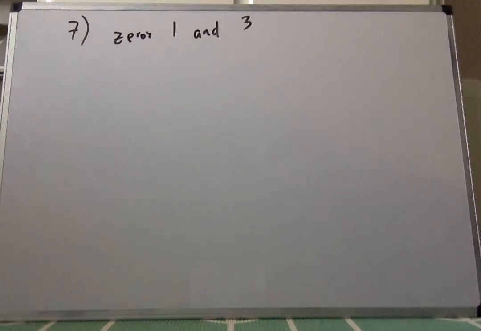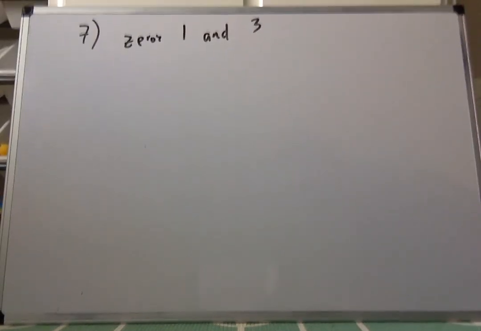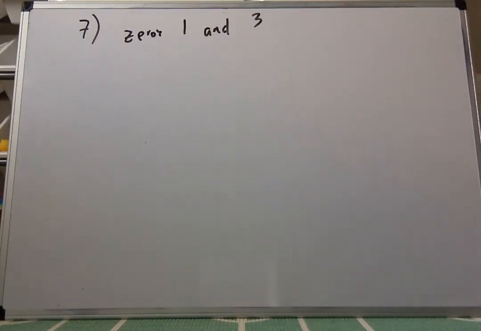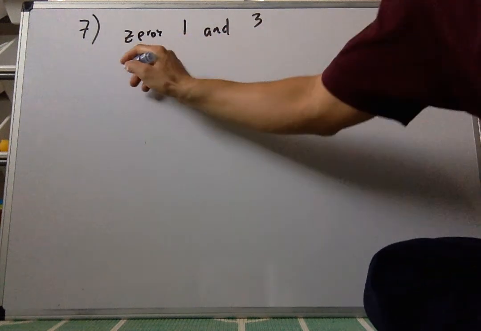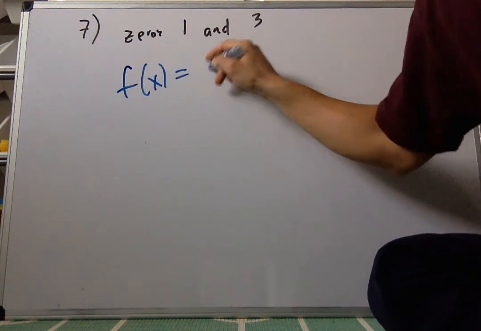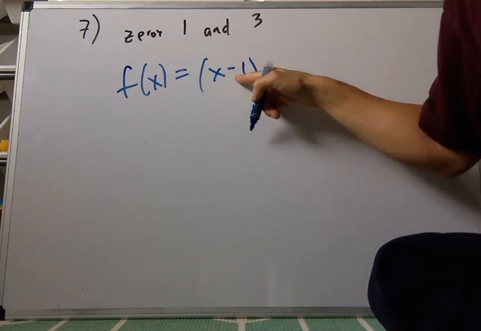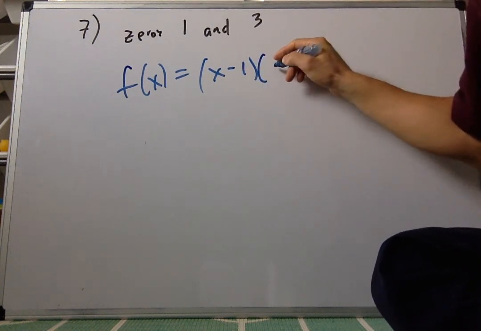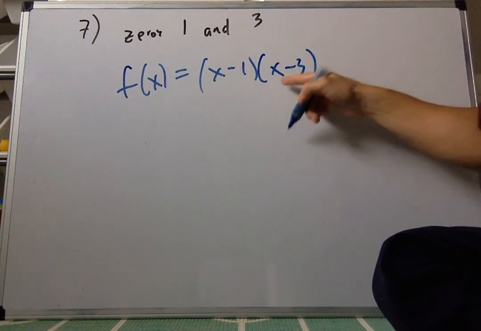The question asks for a polynomial that has specific zeros. The first one says zeros of 1 and 3. And all you do is just apply the fundamental theorem of algebra here. We say that the function is going to look like this: x minus 1, that's going to give you the 0 of 1, right? And the second one is x minus 3. That will give you the 0 of 3.